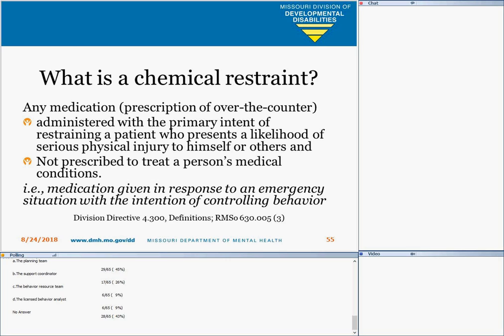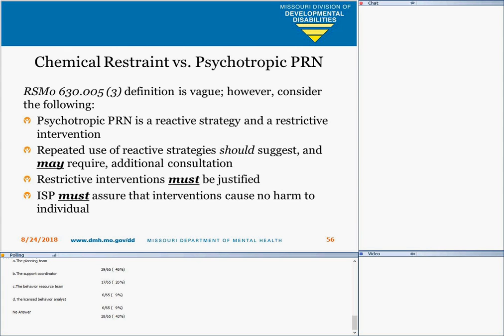This is a medication that's given in response to an emergency situation, and the intention of that medication is to control their behavior. Okay, so chemical restraints versus psychotropic PRNs. Sometimes a psychotropic PRN is also a chemical restraint. Sometimes a chemical restraint could be something that's not a psychotropic medication. So again, think about the three conditions that have to be met.